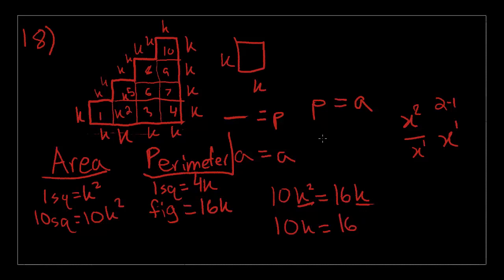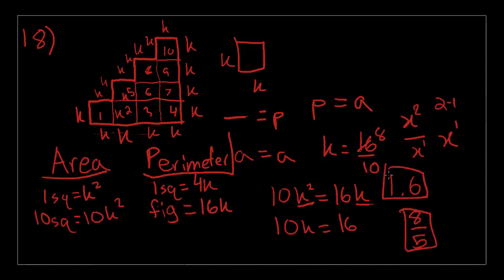Okay, so now we need to divide both sides by 10. So k is equal to 16 divided by 10, which is also 1.6. And if you want it in a fraction form, it is 8 divided by 5. Those are the two possible answers that you can give for this question. And so that's pretty much it.